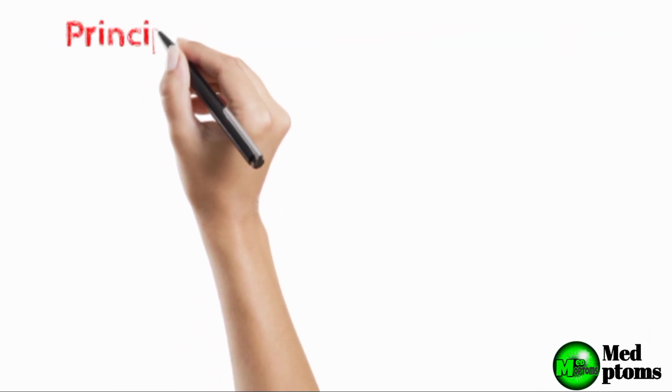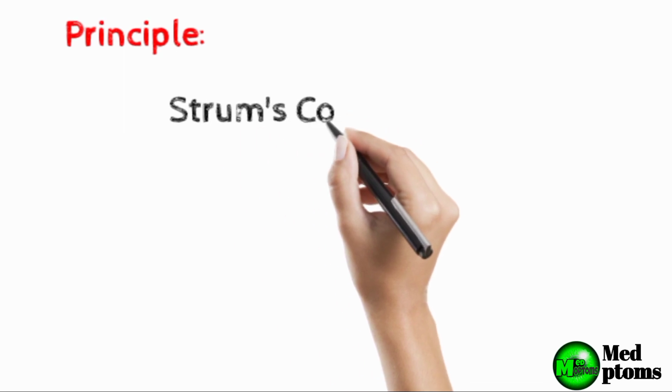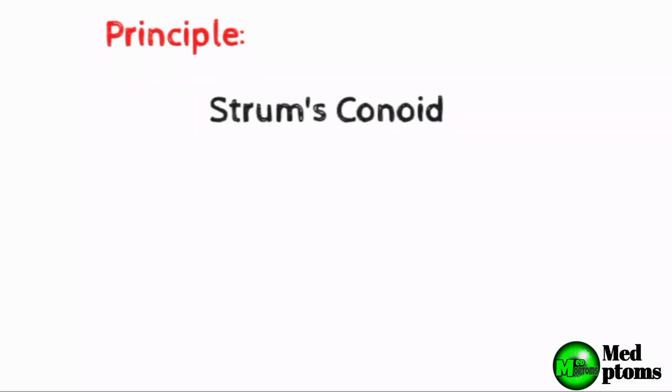At last, we are going to see the principle of Jackson Cross Cylinder. Jackson Cross Cylinder works on the principle of Sturm's conoid. In a separate video, I will give a complete idea about Sturm's conoid. Then we will know the basics of Sturm's conoid.